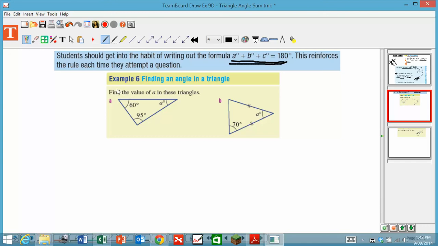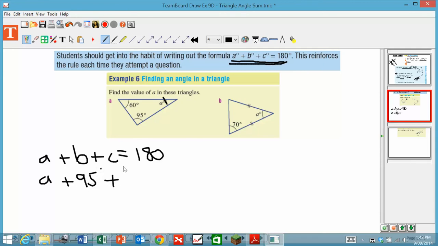Okay, so we've got first example here. Find the value of A in these triangles. So we've got value A here. All right, so we know that angle A plus angle B plus angle C is going to give me 180. Okay, so we don't know what angle A is, but we know angle B, doesn't matter which one we call angle B, I'm going to say it's 95 degrees, plus angle C, which is 60 degrees, equals 180. So angle A plus, and we add these two together, so 95 plus 60 gives us 155 equals 180.